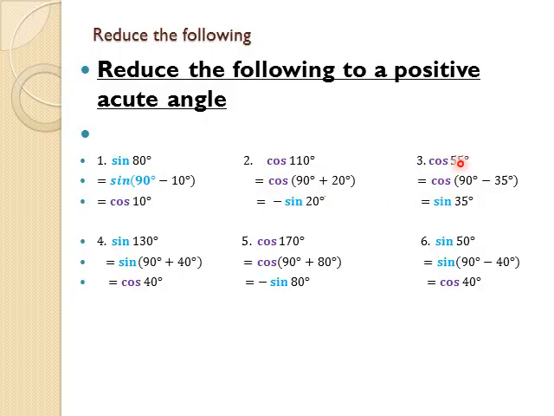Say cos 55. 55 is 90 minus 35. That's in the first quadrant where all things are positive. So simply the 90 changes cos to sine and becomes sine 35.